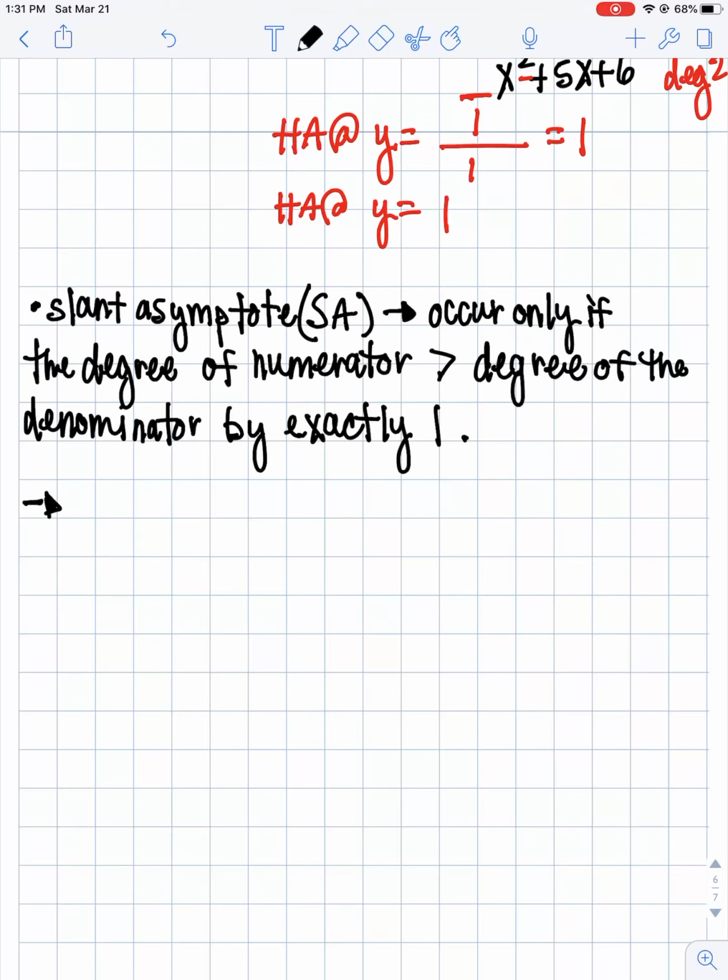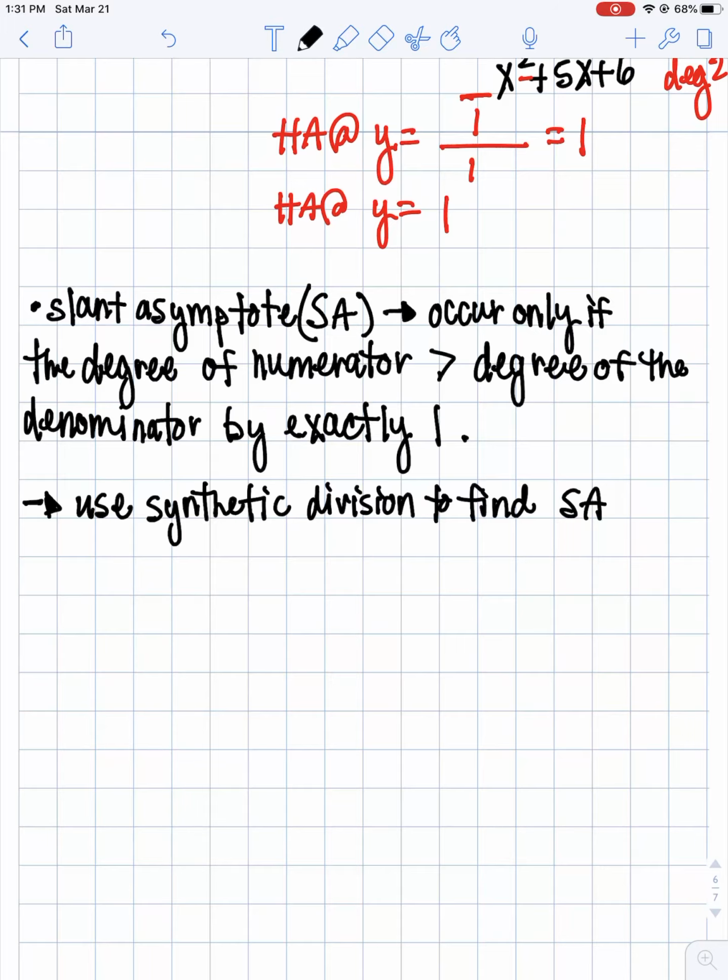So now that we know when they occur, you should say, Ms. Floyd, so how do we find them? And this is where I usually get kids that are lost. Use synthetic division, and y'all know I'm not the best speller, so I might have messed that up. Use synthetic division to find slant asymptote.